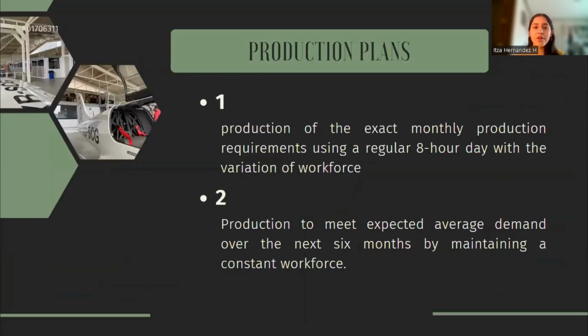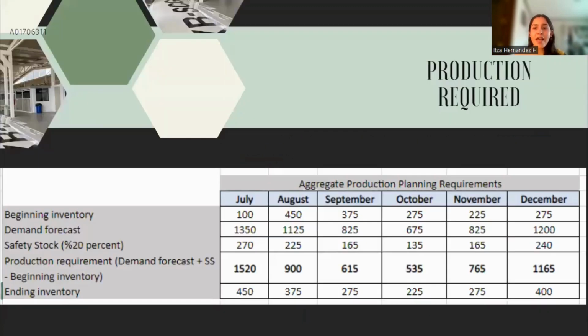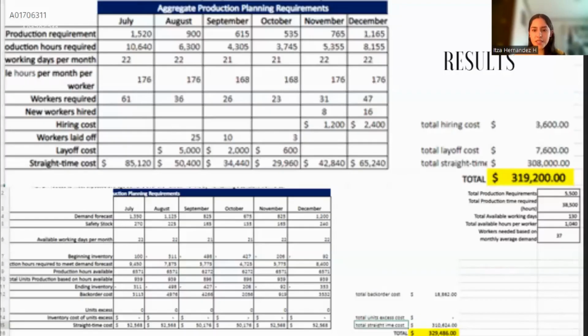Now, regarding the production plans, two were proposed: the production of exact monthly production requirements using a regular 8-hour day with a variation of workforce, and the second, maintaining a constant workforce and meeting expected average demand over the next 6 months. I utilized this production requirement table in order to find the following results.